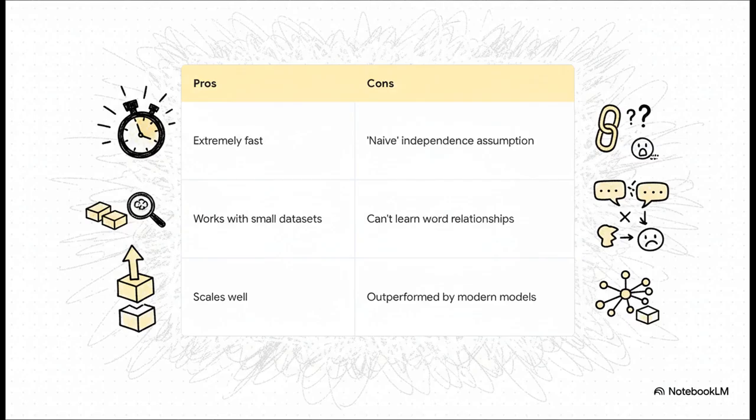But the big con is that core naive assumption we talked about. Because it ignores word order and context, it can get tripped up by more complex language. So on really large, messy datasets, more modern models will usually beat it.